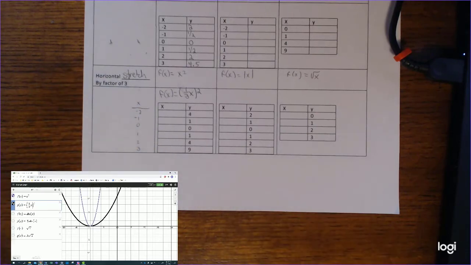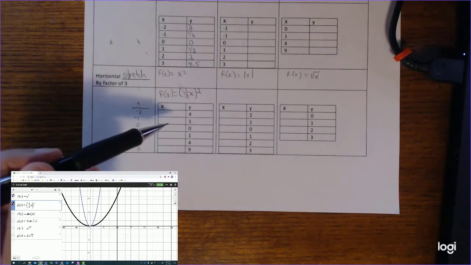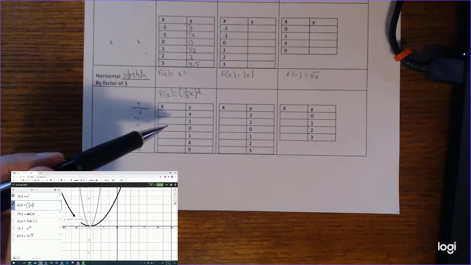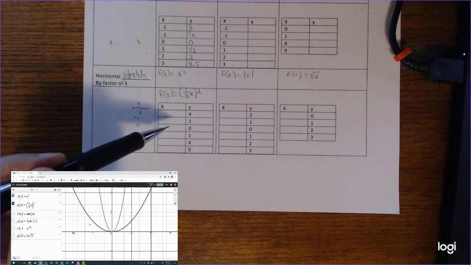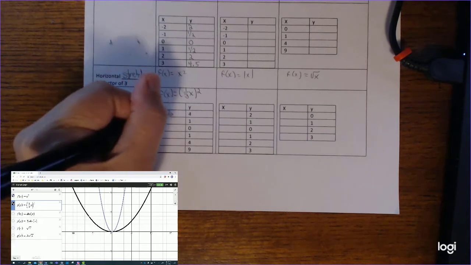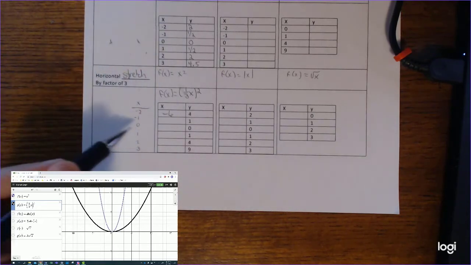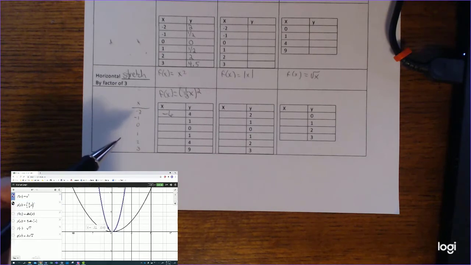So let's look at these ordered pairs. Let's start with -2, 4. So -2, 4 right here. Here's -2, 4. Let's look at this one. This is the point -6, 4. See right here? Okay, look at this point -1, 1 right here. This new point is -3, 1.